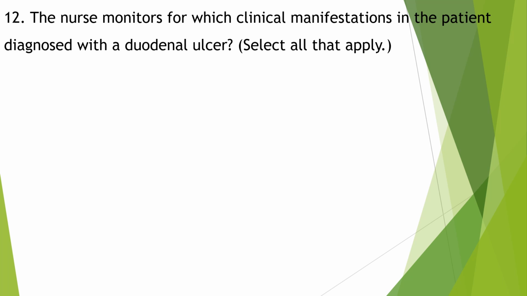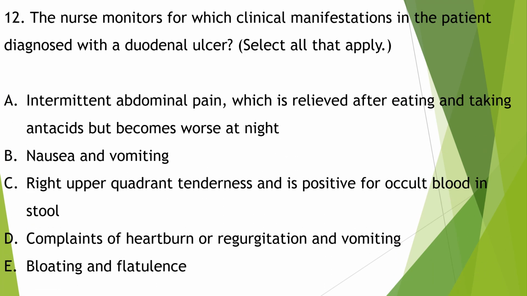The nurse monitors for which clinical manifestation in the patient diagnosed with a duodenal ulcer? Intermittent abdominal pain, which is relieved after eating and taking antacid but becomes worse at night. Nausea and vomiting. Right upper quadrant tenderness and positive for occult blood in stool. Complaints of heartburn or regurgitation and vomiting, bloating and flatulence.